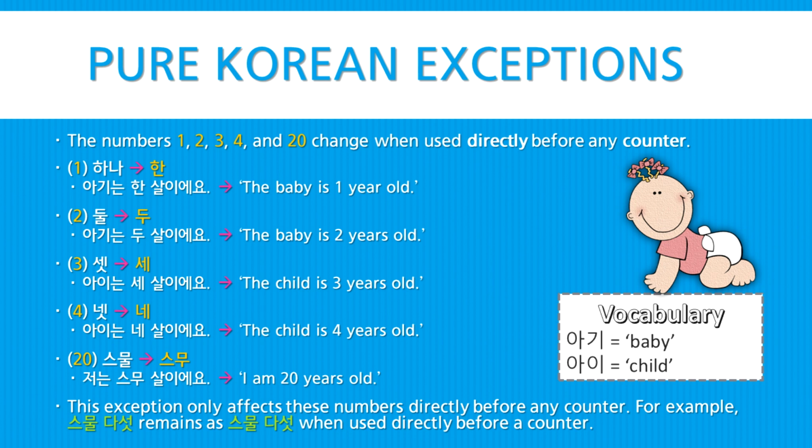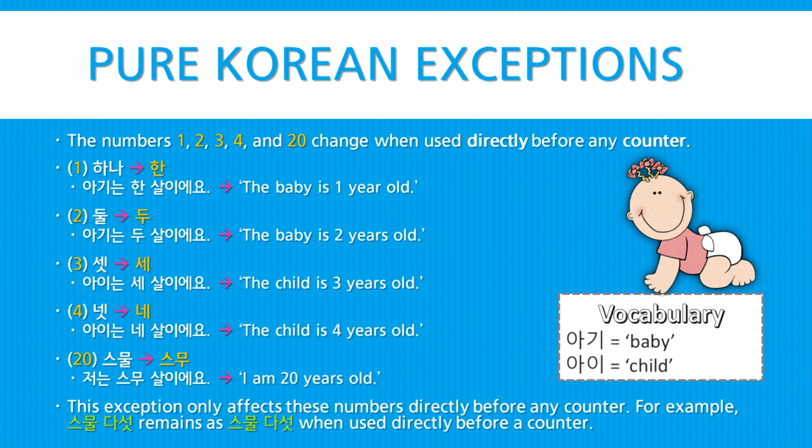Whenever 1, 하나, is used before a noun or a counter, it will become 한. 아기는 한 살이에요. The baby is 1 year old. 둘, for 2 will become 두. 아기는 두 살이에요. The baby is 2 years old. 셋, for 3 will become 세. 아이는 세 살이에요. The child is 3 years old. 넷, for 4 will become 네. 아이는 네 살이에요. The child is 4 years old.